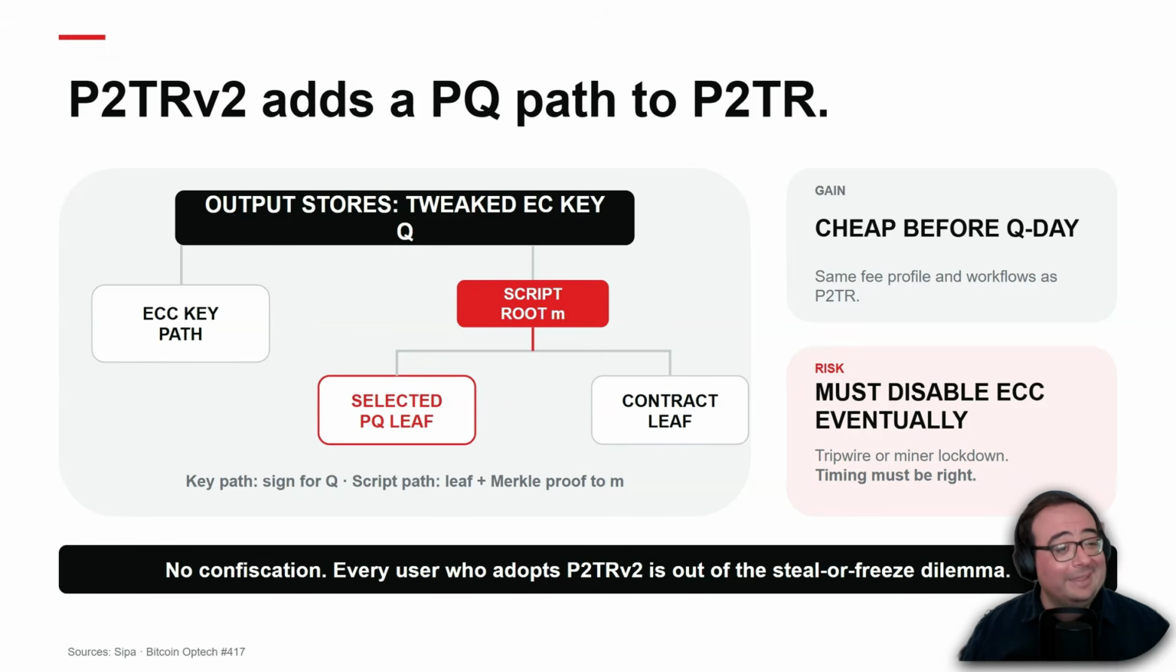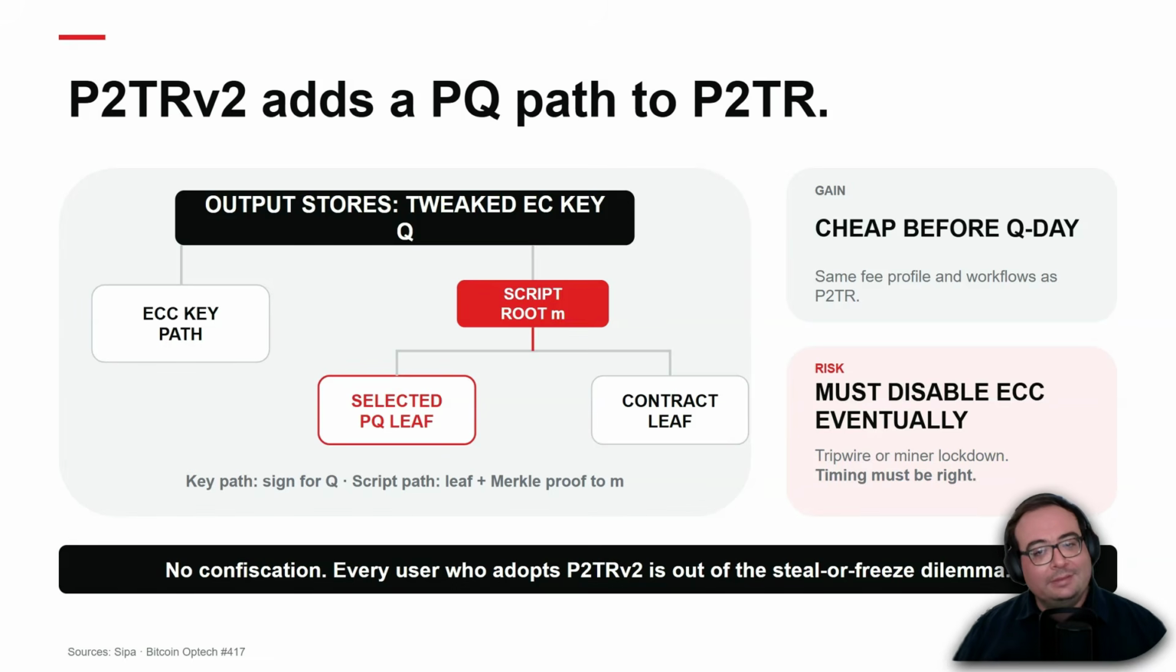But there is more, because there is another very good thing about P2TRv2, of course, which is that it keeps the same efficiency as Taproot, because it is like Taproot. The only change is the additional possible PQ leaf. So everything that works for Taproot works also for P2TRv2, and that's an additional incentive here.